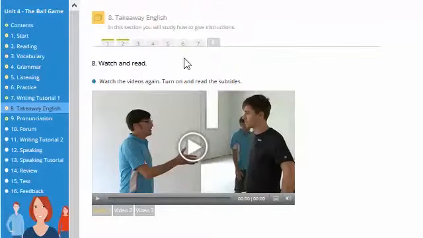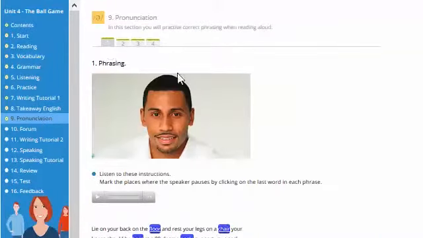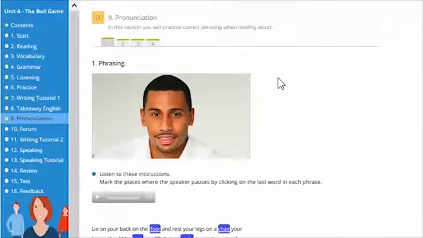From here, we go on to the pronunciation section. In the same way that the vocabulary and grammar focused on language which the student had already seen in the context of the reading, in the pronunciation section, we look at pronunciation features which the student has been exposed to in the listening or takeaway English sections.